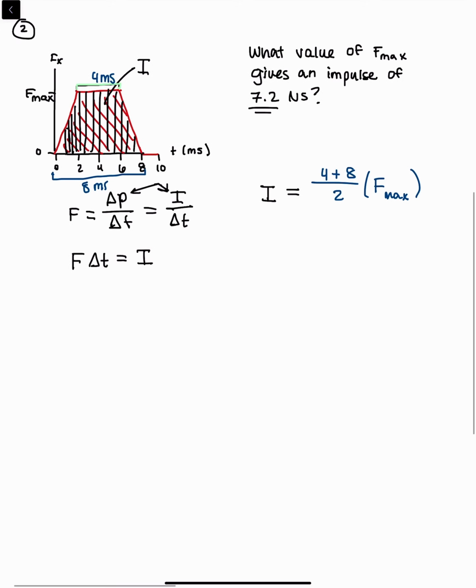And then we can plug in our given impulse, which is 7.2. So 7.2 equals, we can solve this really quick, that's equal to 6 milliseconds times F max. Now we can also make this 7.2 in seconds.